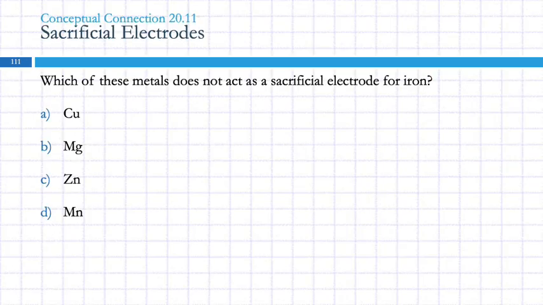Okay, so which of these metals does not act as a sacrificial electrode for iron? Well, what do we need to know? We need to know relative potentials for these guys. So we'd have to look in a list. It's copper.